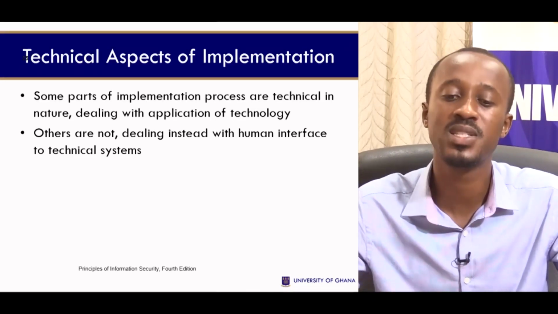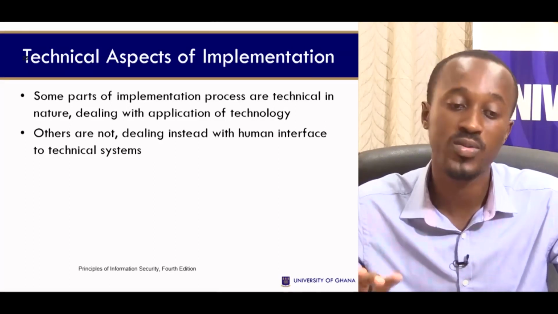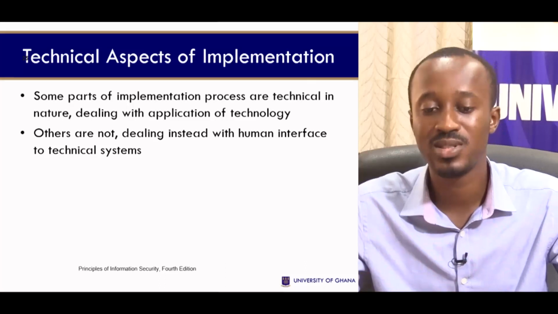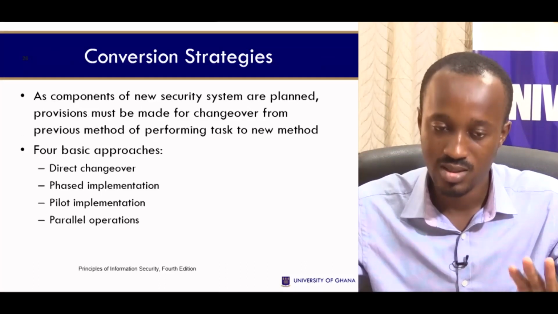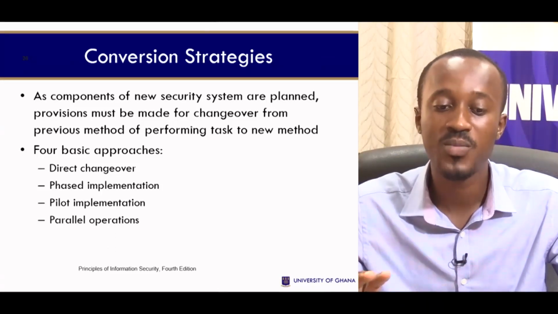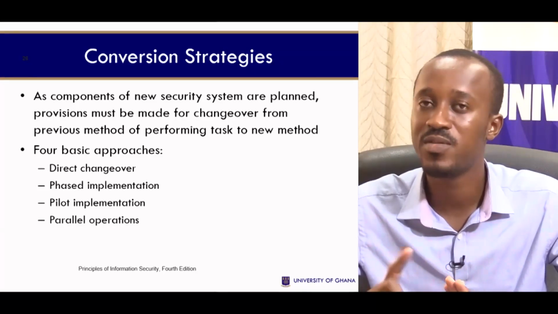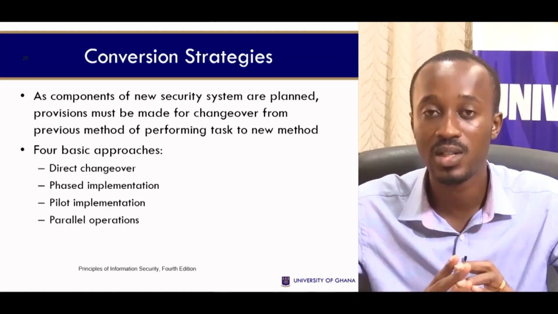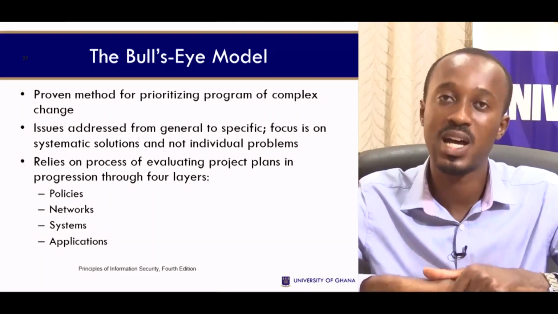Now some parts of the implementation process are technical in nature, dealing with application of technology. Others are not, dealing instead with human interface to technical systems. So we have the conversion strategies. There are 4 basic approaches. We have the direct changeover, we have the phased implementation, we have the pilot implementation, then we have the parallel operations. We have different models that are used.